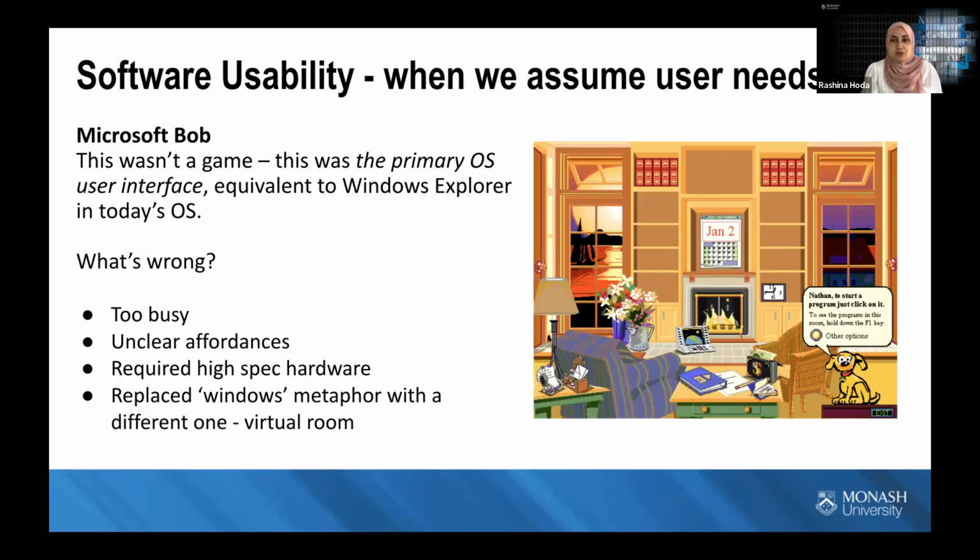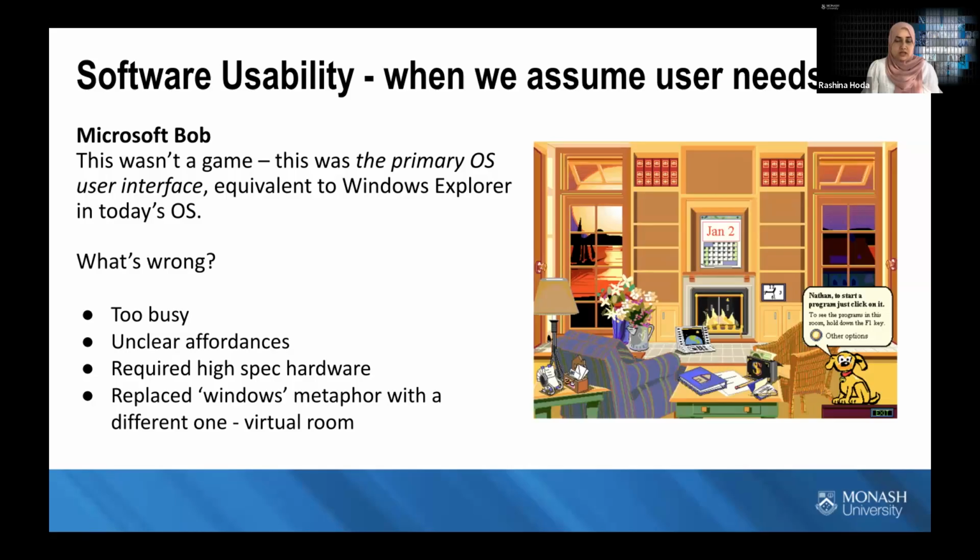People did not enjoy this. There were a lot of things that could have been wrong. It was obviously very busy. There's also the fact that the affordances, meaning what is clickable and does something versus what is just a piece of art or decoration, aren't very clear. From looking at this, you could make some guesses, like maybe if I clicked on Jan 2, it would open a calendar. But I'm not sure if clicking on the fireplace does something, or clicking outside the window does something. So the affordances, as we call them, were unclear.